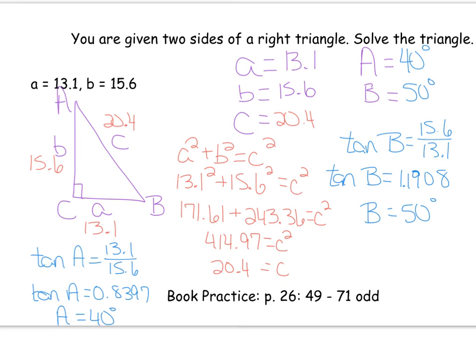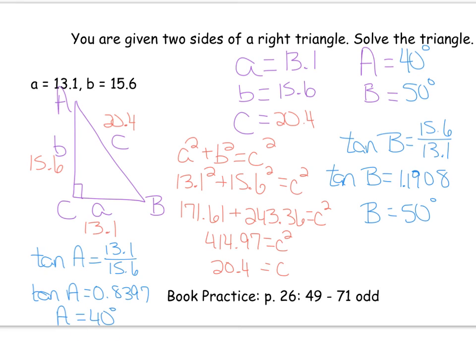Then, I don't like using an answer I've already gotten. For one, if I got this answer wrong, then if I use it in something, I'm going to get the next thing wrong. Also, this is rounded. This is not exactly exact. They gave me these two numbers, so if I can use these two numbers, I'm going to. So that's why I chose to do tangent for both of the others. For A, opposite is 13.1, adjacent is 15.6. When I rounded, I got A was about 40 degrees.